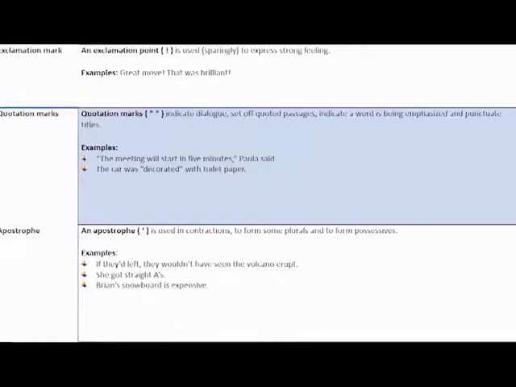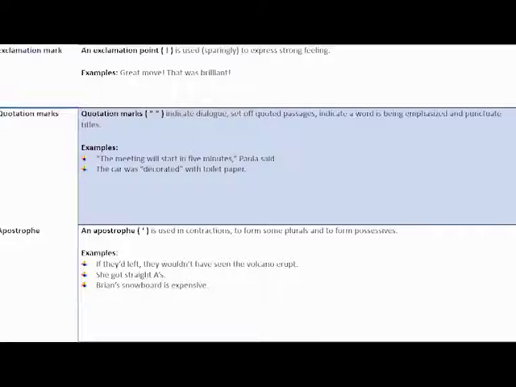So you have, for example, here, "The meeting will start in 5 minutes," Paul said. This is a quoted passage or a quoted sentence. And you also have, the car was "decorated" with toilet paper. Decorated is put under quotation marks to show what? To show emphasis.